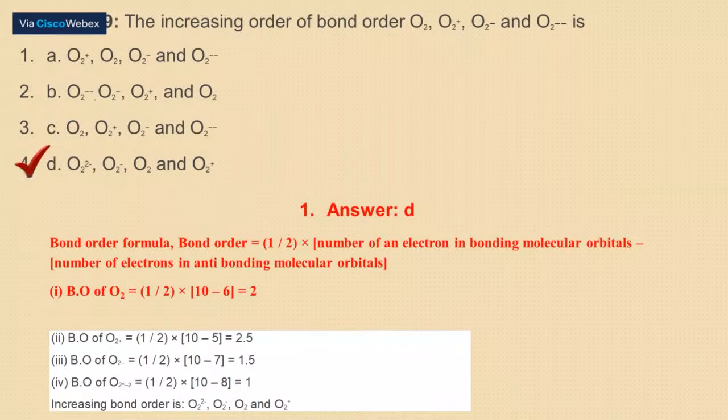The fourth one. Now the shape of XeF6 is, they have given square planar, distorted octahedral, the third one square pyramidal, and pyramidal.